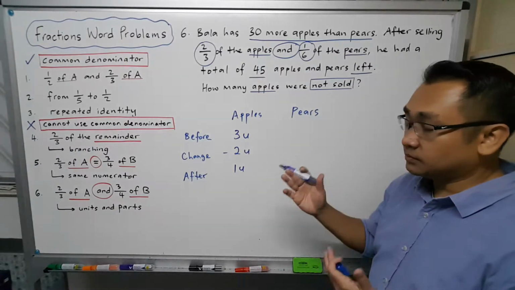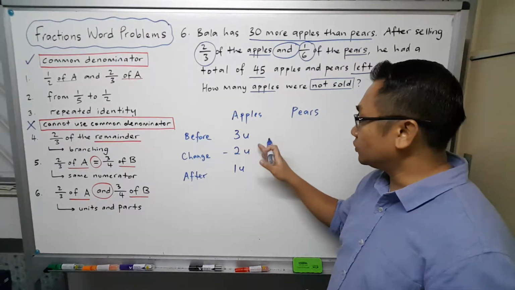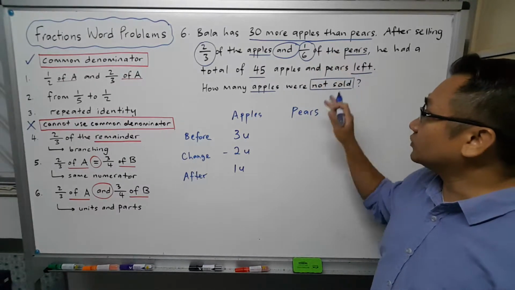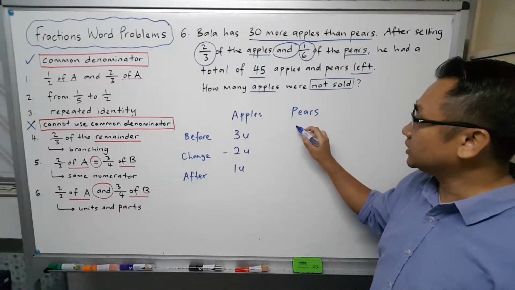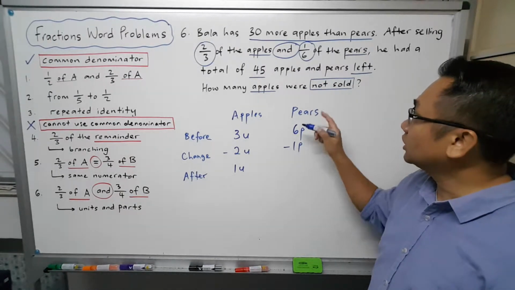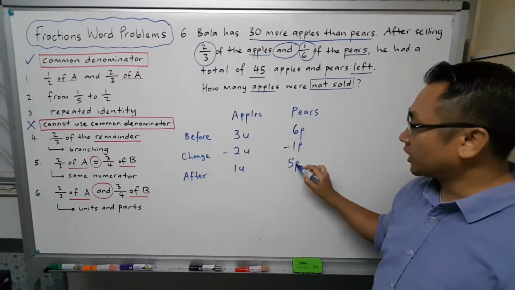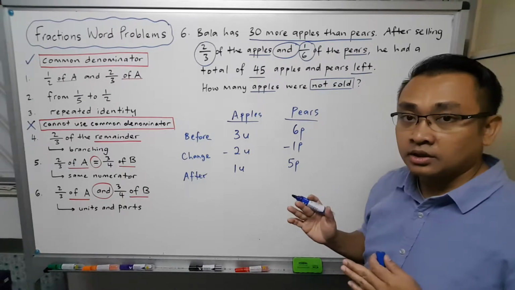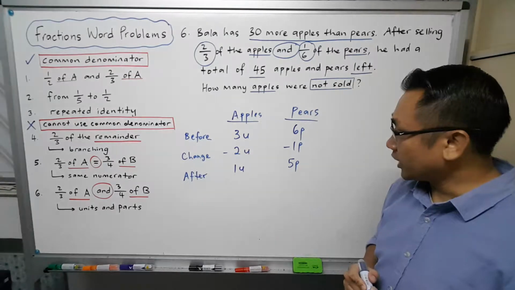So for the pears, because the base is different, I cannot use units anymore. So what do I use? I use parts. 1/6 of the pears were sold. So that means at first there were 6 parts. 1 part was sold, so there will be 5 parts left. So this is how the units and parts table will look like.